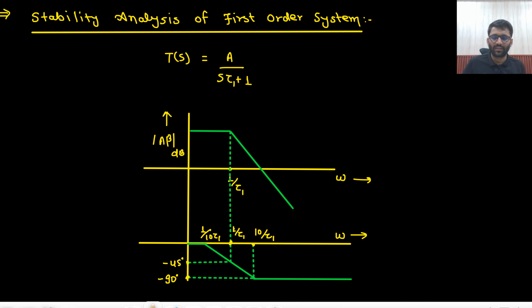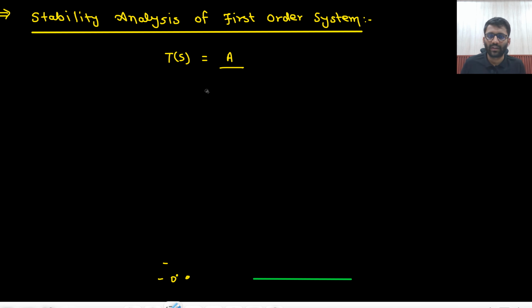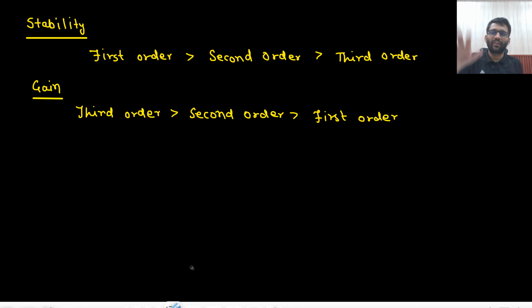Analysis of first order system. This we have already seen, right? Let's just remove it. First order system we have already seen. So what have you studied? For stability, first order has the best stability, then second order, and then third order. And for gain, certainly third order will have maximum gain, then second order, and then first order. So first order is like someone who is efficient, but works very slowly. In a day, he can solve only 10 questions, but he will solve those very efficiently.